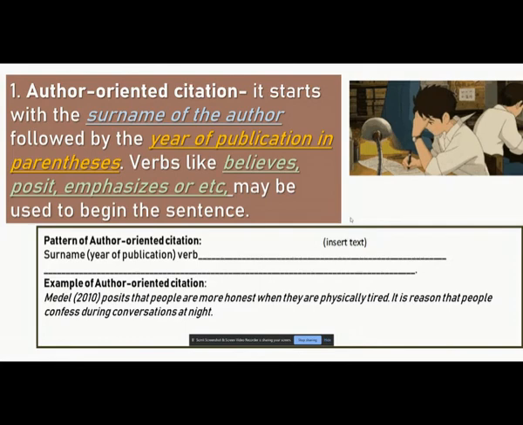So when we talk about citation, this is author-oriented. It starts with the surname of the author and followed by the year of publication in the parentheses. Verbs like believes, posits, emphasizes, or etc. may be used to begin the sentence. Okay, so the example here, we have Medell 2010 that is enclosed in a parenthesis. Posits that people are more honest when they are physically tired. It is the reason that people confess during conversation at night. So that's how you do an author-oriented citation.